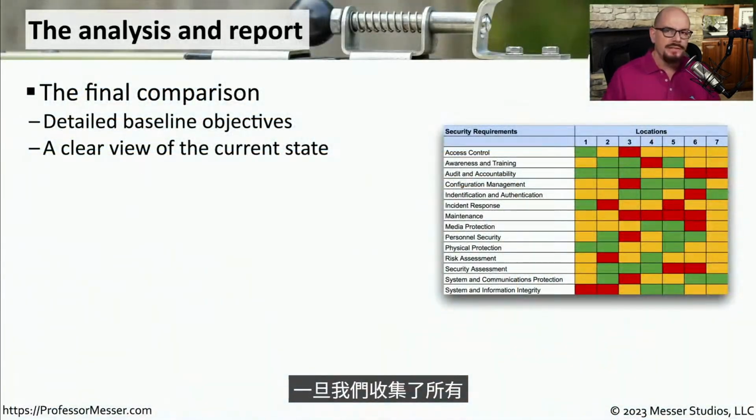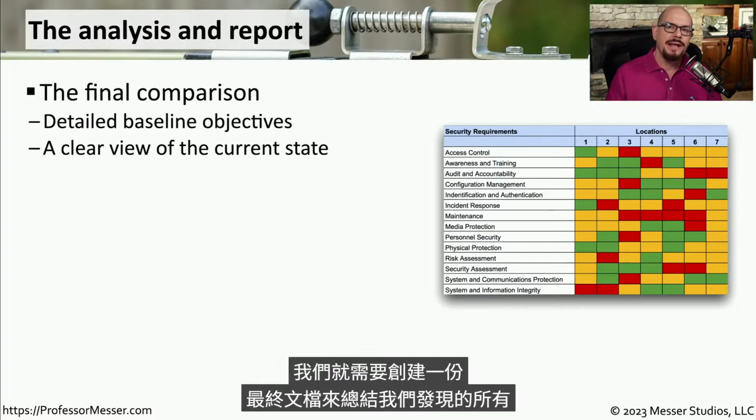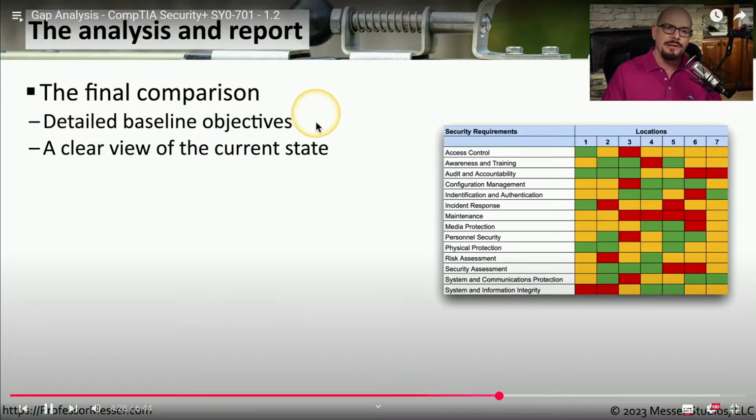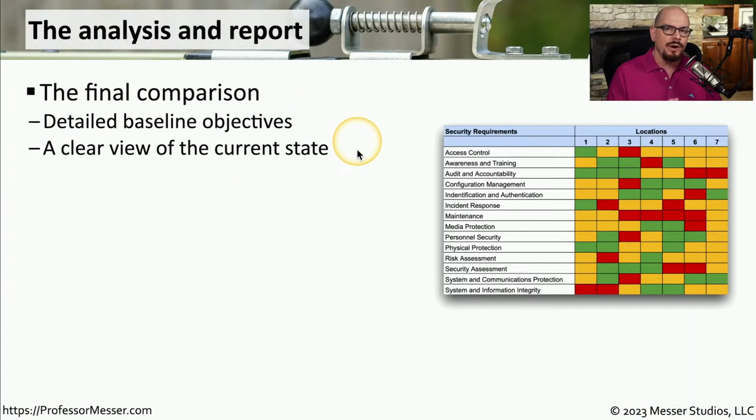Once we've gathered all of this information for all of our processes, all of our devices, across all of our different locations, we need to create a final document that summarizes everything that we've discovered. We can start with a comparison that looks at the detailed baseline objectives and gives a perspective of where we are today versus where we would like to be with each one of these objectives.